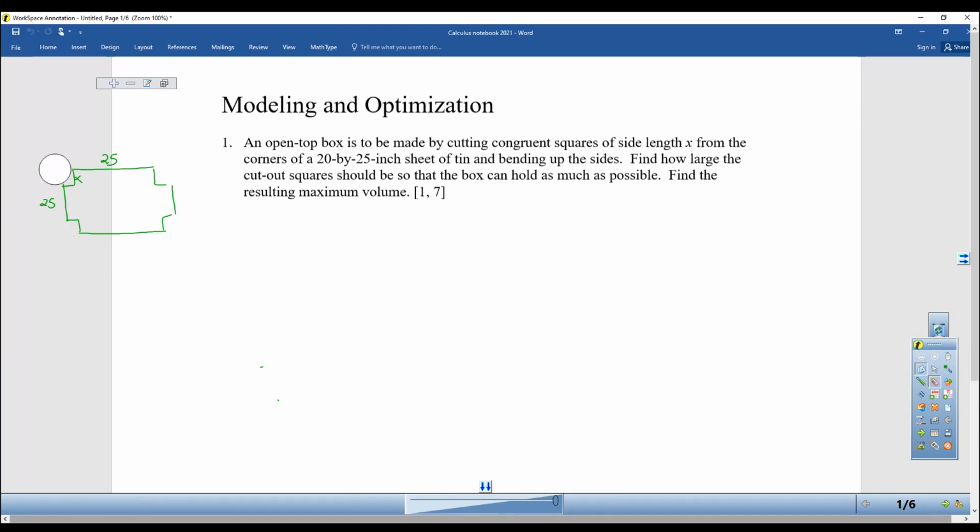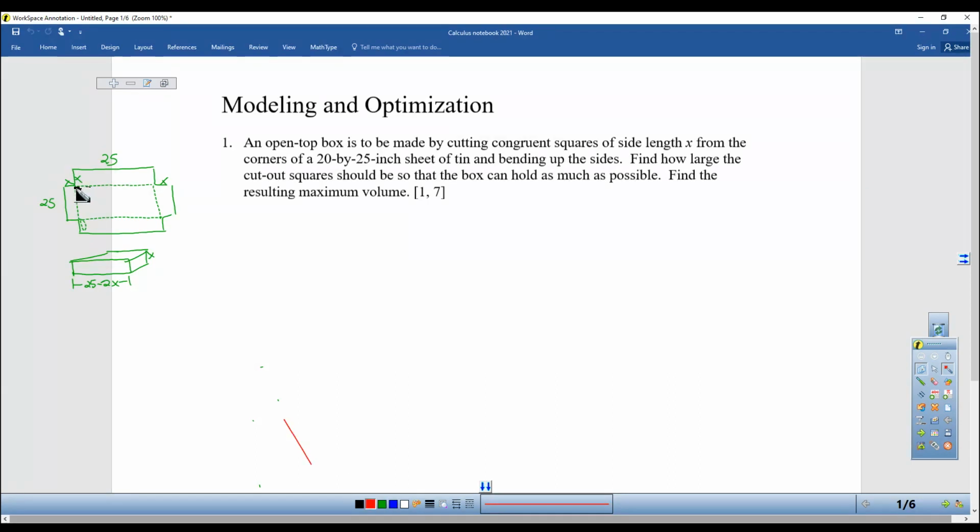And then I'm going to fold up the sides. So I'm going to use a little dashed line to indicate where I folded up. Can you picture this? This is a very shallow box that I'm going to have at the end of this. I'm not great at drawing 3D, but hopefully you can picture it looking something like that. So when I fold it up, its height is going to be X. And when I cut out those corners, remember the sheet of tin used to be 25, but I've cut an X out of both corners. So this new distance is 25 minus 2X.